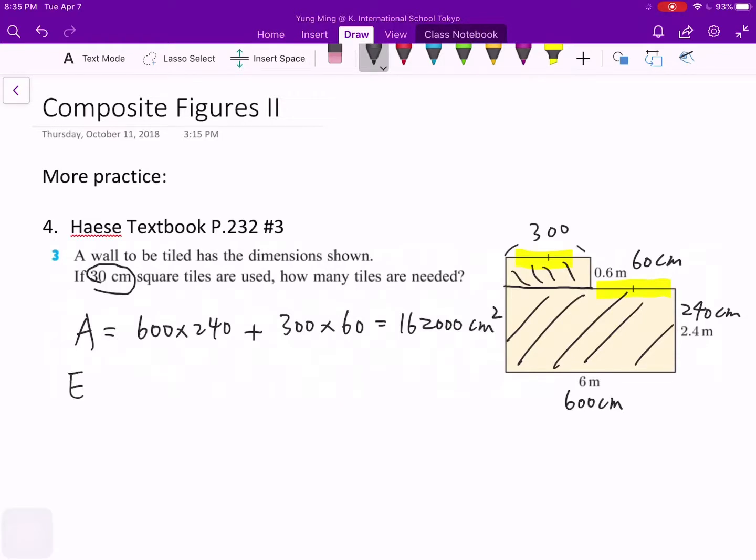Let's look at the area for each tile. The area for each tile is this. We have 30 by 30, so that means this is 30 squared. It's going to be 900 centimeters squared. Now we have the same unit.